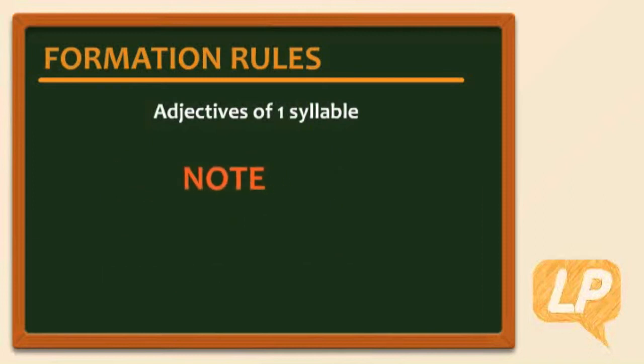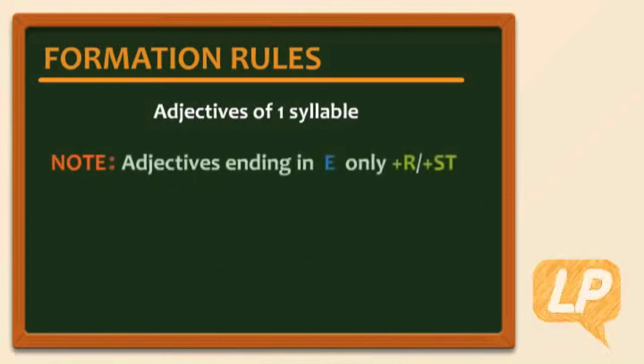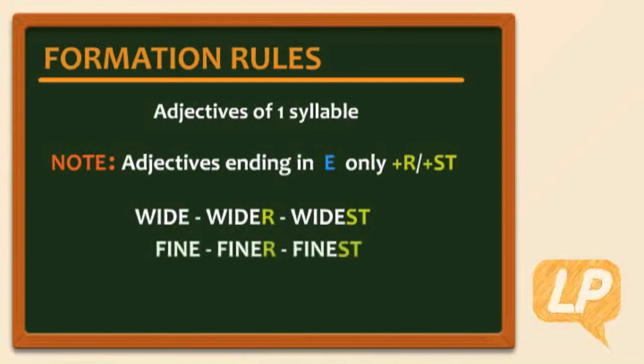Note, adjectives ending in E only add R for the comparative and only add ST for the superlative. For example, wide, wider, widest. Fine, finer, finest.